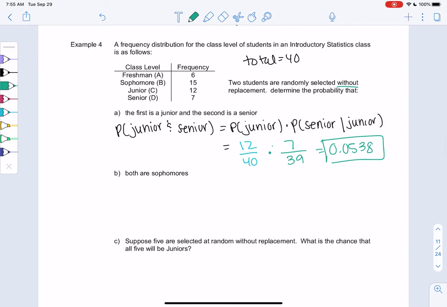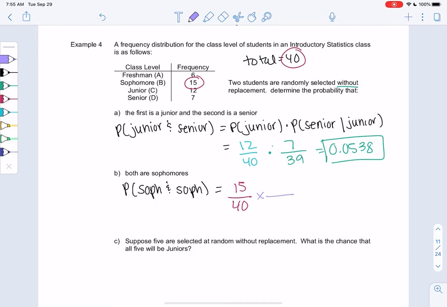So we want both our sophomores, which just means a sophomore and a sophomore. Right, both means and. So the probability of the first sophomore will be 15 out of 40. And then here's where it gets tricky. Now, again, there's only 39 students. How many sophomores are there? There's also one less sophomore, so there's only 14 left. One less student, one less sophomore. So that's what the given is, we're considering that that first person has been taken out of the room.